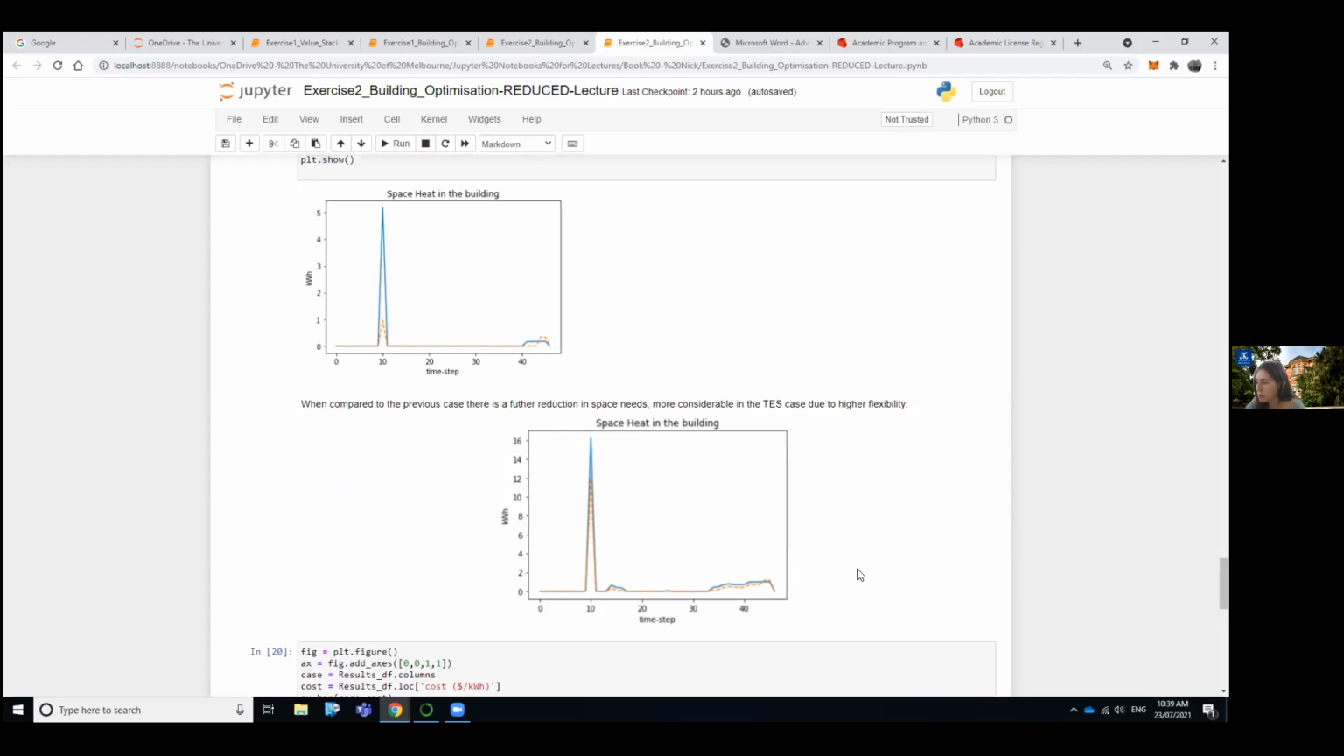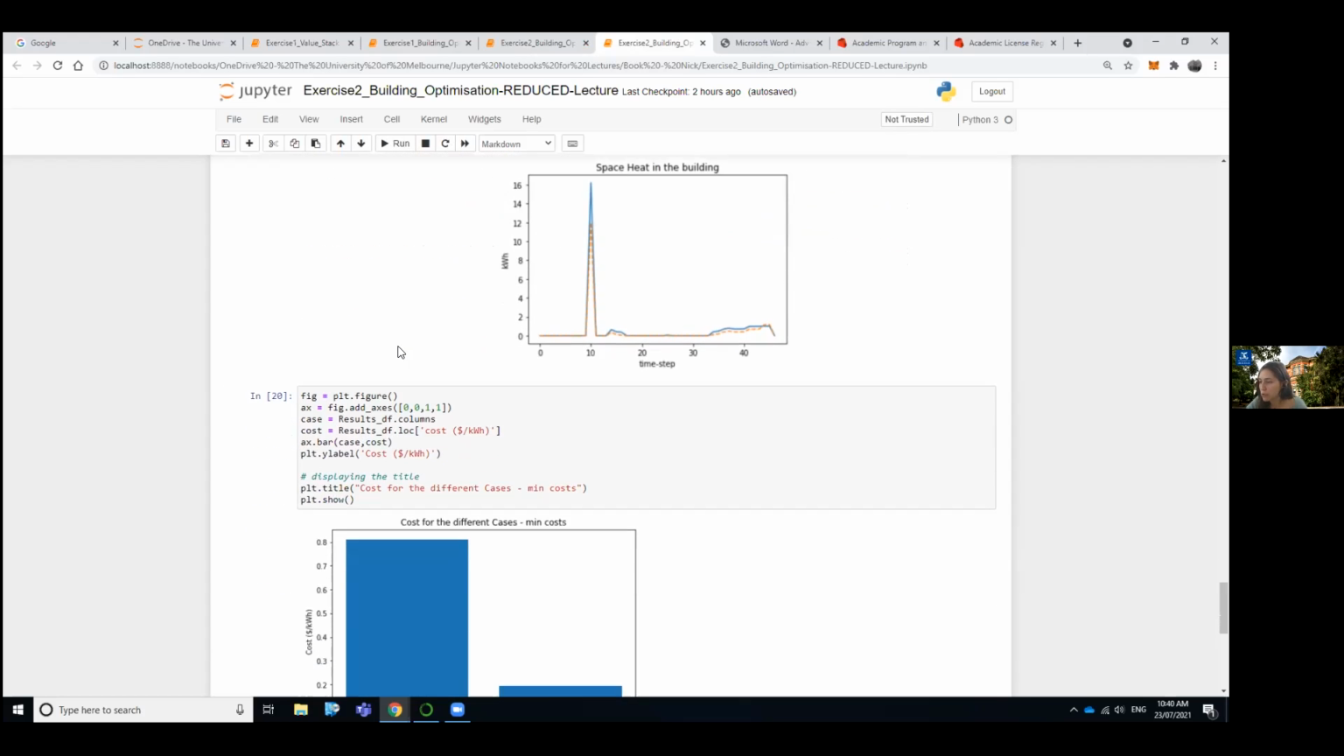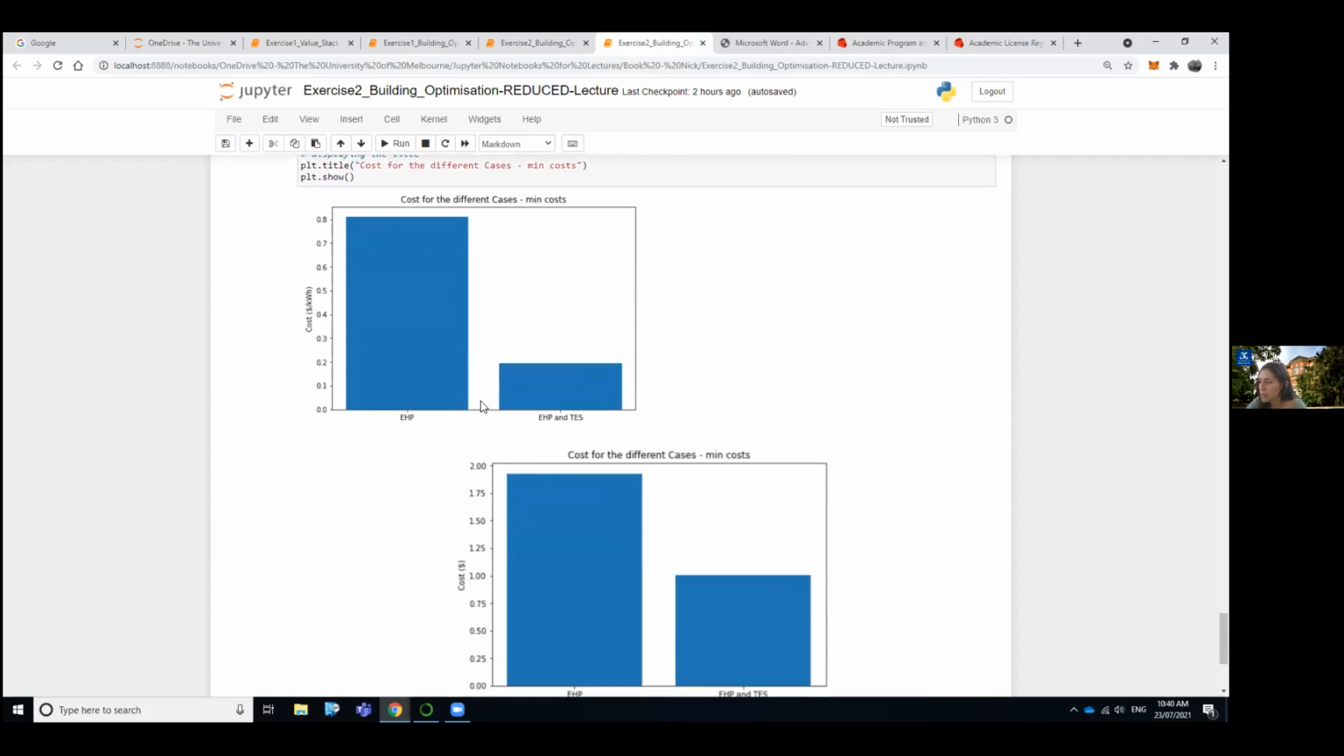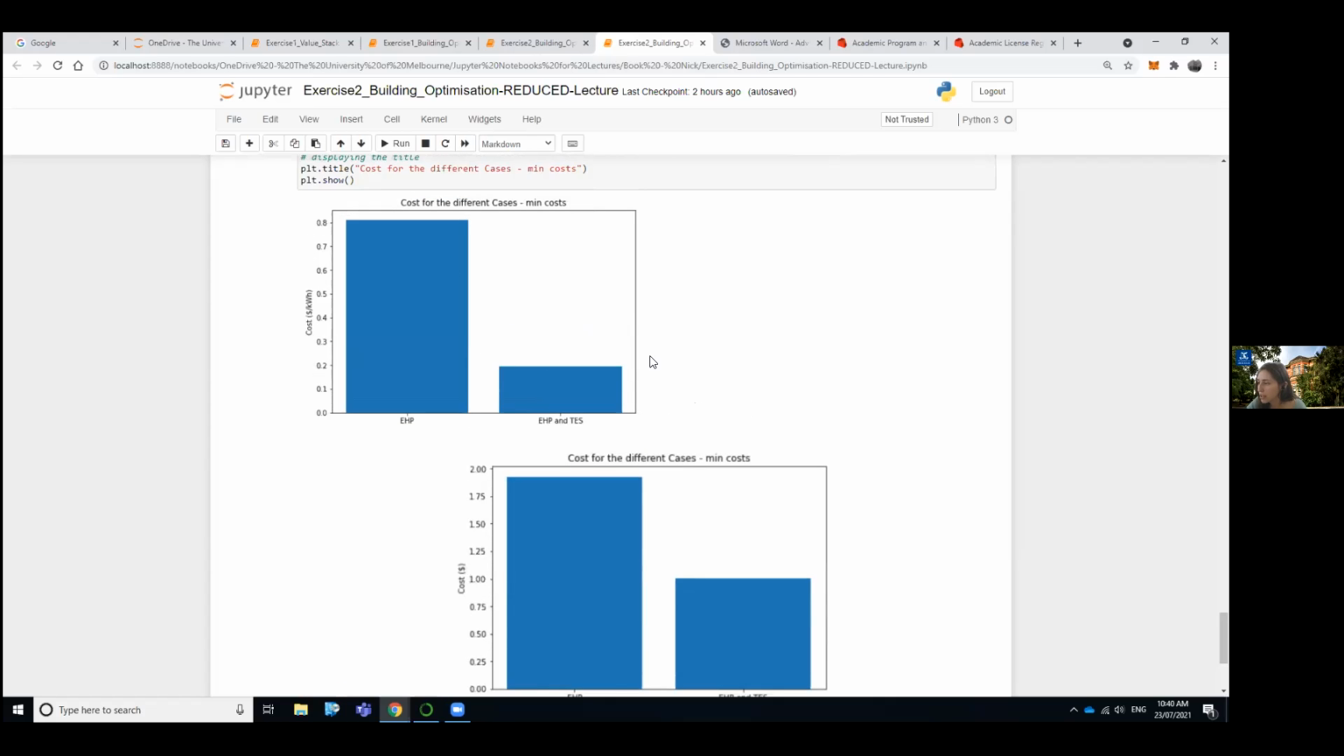This is the case from the previous notebook. In both cases it is reduced, but thermal energy storage and increased efficiency in the building are somewhat synergetic. So the reduction is even more pronounced when we have a thermal energy storage. So aggregating energy efficiency measures has an overall better result. And this can be seen also comparing the costs.